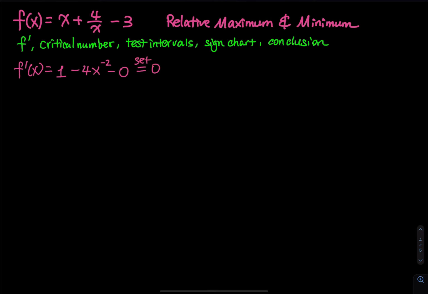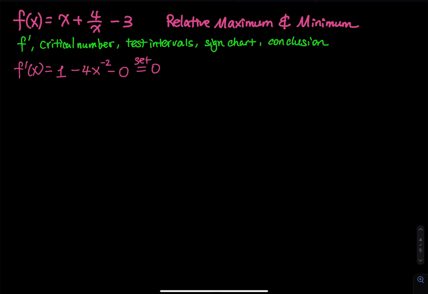So why do we need to set that equal to 0? Because a critical point happens when there is a horizontal tangent line, or you have a critical point when the first derivative is undefined, and also when there is a vertical tangent line.